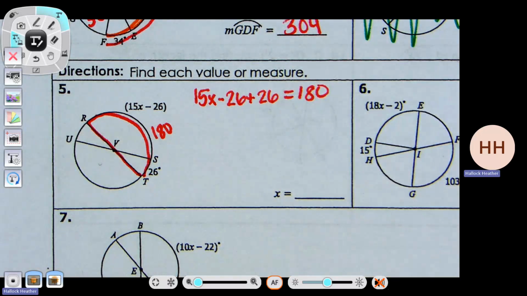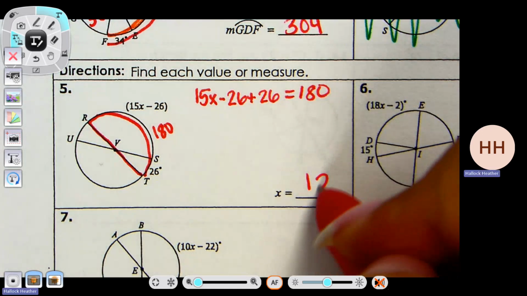Easy, easy. Then your 26s really just cancel each other out. So what's X? Okay, let's go to number 6.